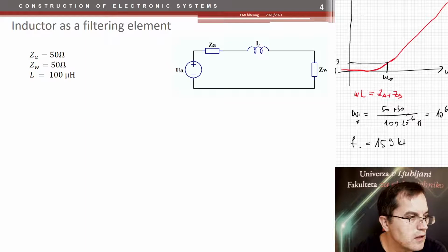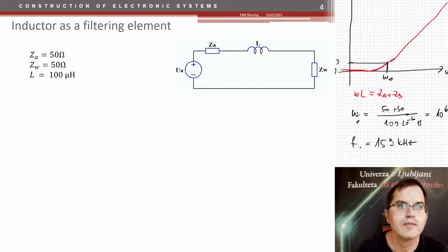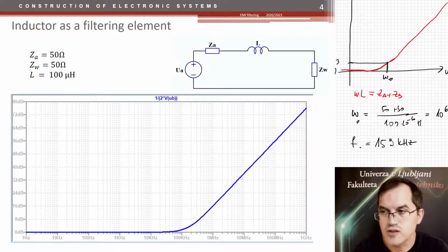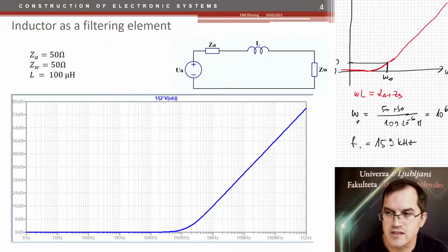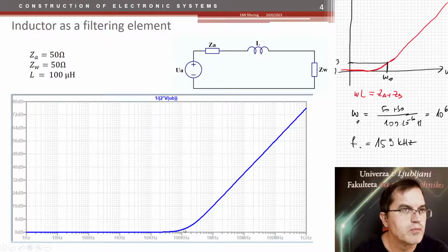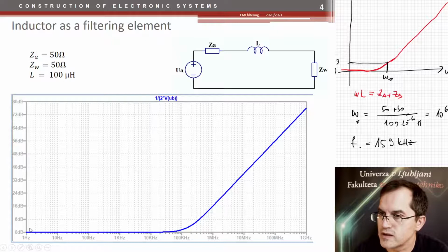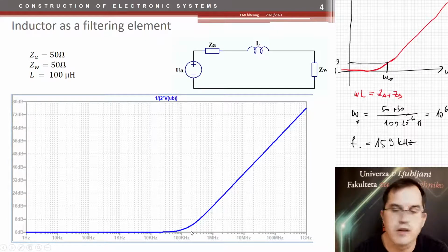159 kilohertz, because we have to divide by 2 pi. Okay, so let's check it out. That's the simulation, which actually represents the same thing as I showed in this sketch here. So the corner frequency, when you get 3 decibels, is less than 200 kilohertz, which would be correct.